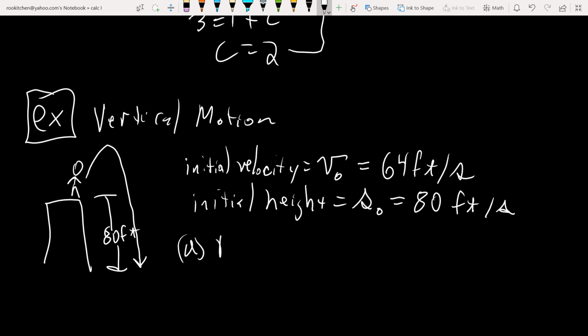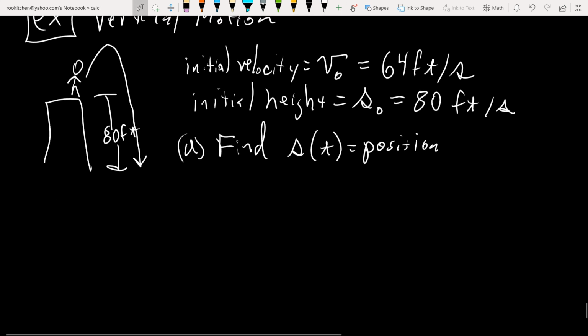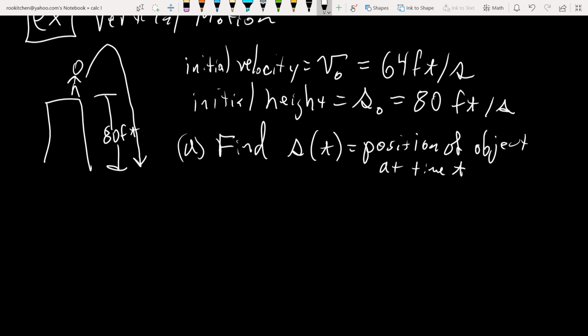Part A of the question, they want you to find the position function s as a function of time t. So find s of t, which will give you the position of the projectile. Okay. So I guess we need one other bit of information, and that's the gravitational constant, right? So in our case, we're going to use g equaling negative 32 feet per second squared.